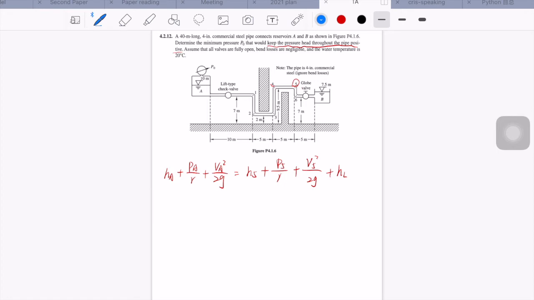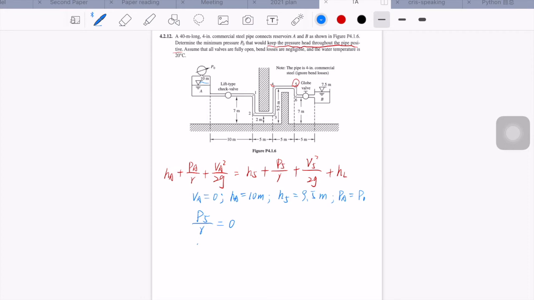Since velocity head at a reservoir can be neglected, we know VA equals 0. And from the figure, we know HA equals 10 meter and H5 equals 9.5 meter. And we know PA equals P0. That's what we need to calculate. Since we need to determine the minimum pressure P0 that keeps the pressure head throughout the pipe positive, we can get that P5 divided by gamma equals 0.